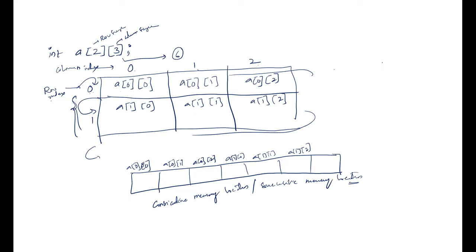So this is how they are stored. Internally in the memory, they are allocated like this. But in perspective, we think of it in two dimensions, and we access by using these two dimensions. In A of 0 and 2, this is called the row index, and this is called the column index. Row index as well as column index.